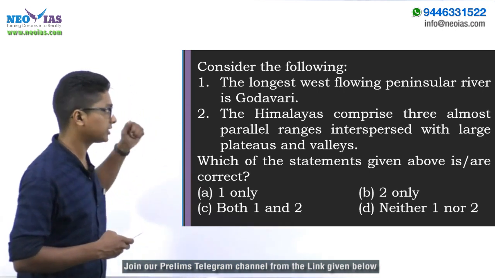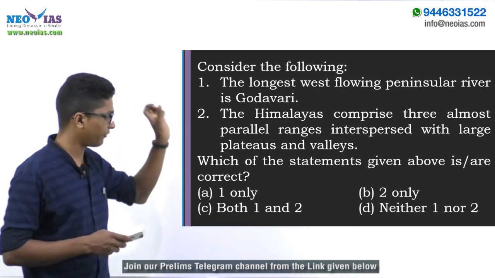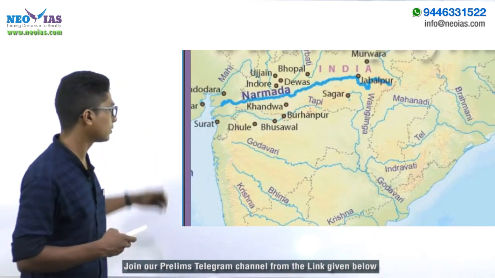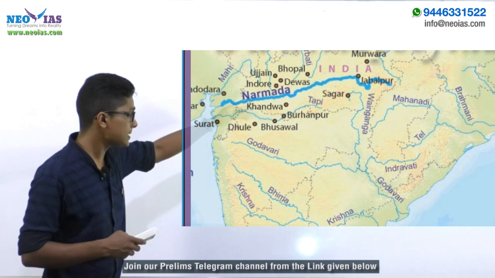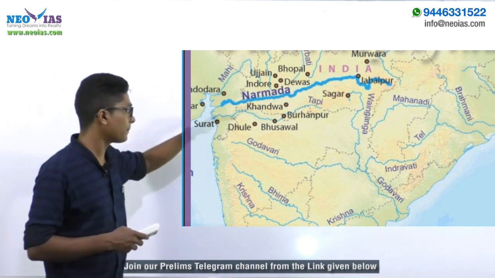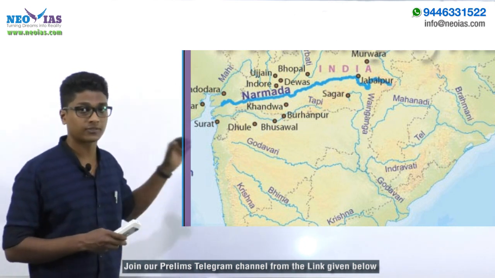Now, in the case of the first statement, the longest west-flowing peninsular river. It's specified as west-flowing as well as peninsular river, and it's given as Godavari. Now, let's look at it. If you look at the west-flowing rivers, we have two major rivers, Narmada as well as Tapi, and among them Narmada is the longest west-flowing river.